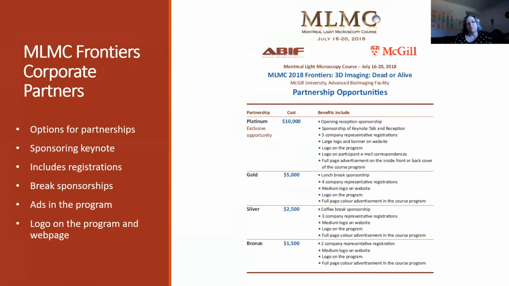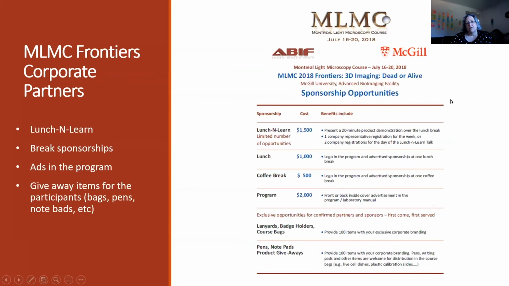We found that this is a pretty good model, and it has a range of values to meet the marketing budgets of companies of different sizes, depending on where they're at. If you have a much smaller microscope company, they may not be able to do something like a platinum sponsorship. Next slide.